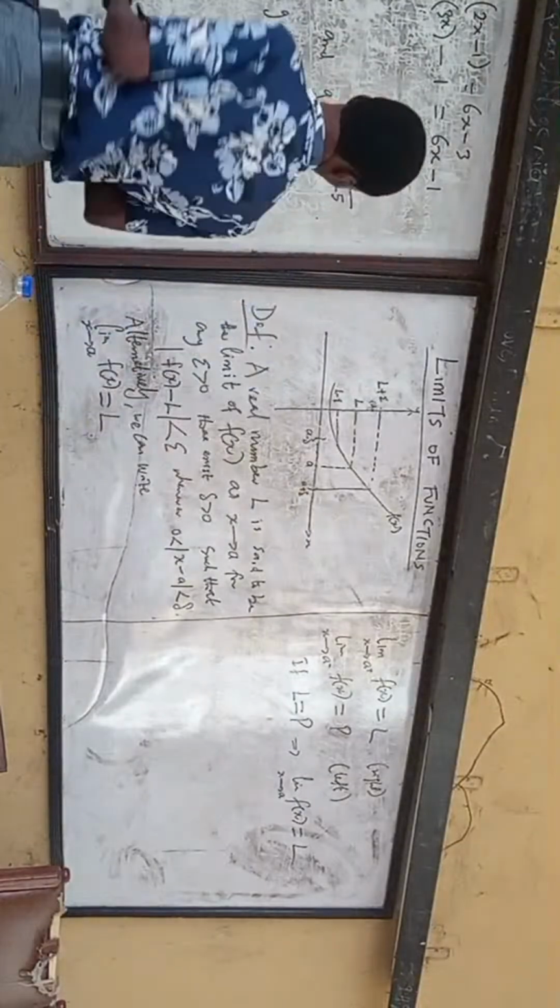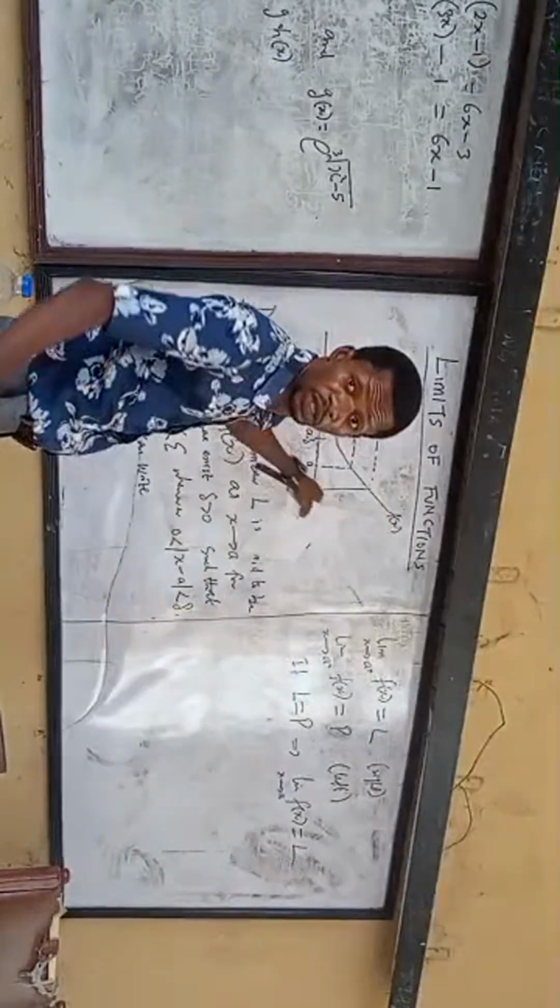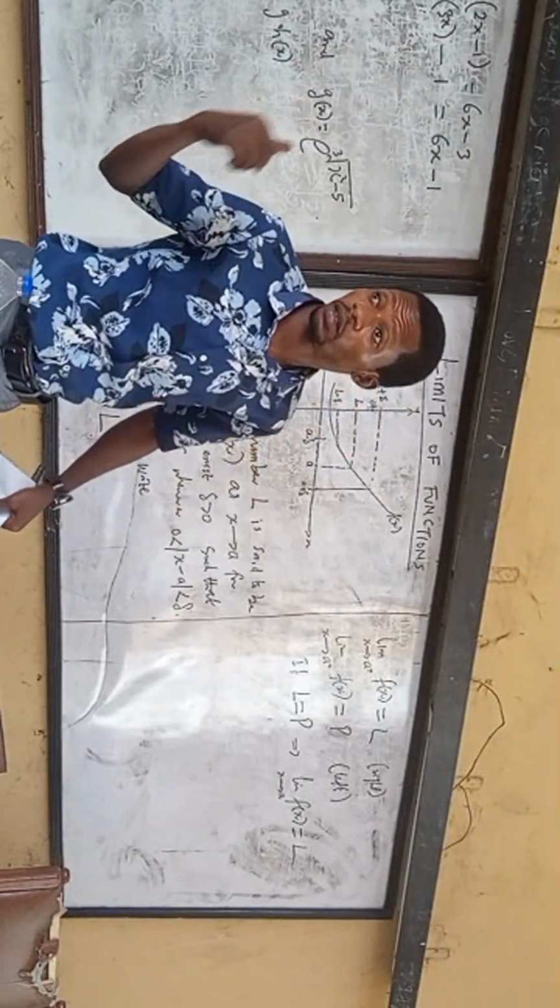So let's look at this example. I don't like that side. Can you see that side? Can you see from that side? I'll come back here.